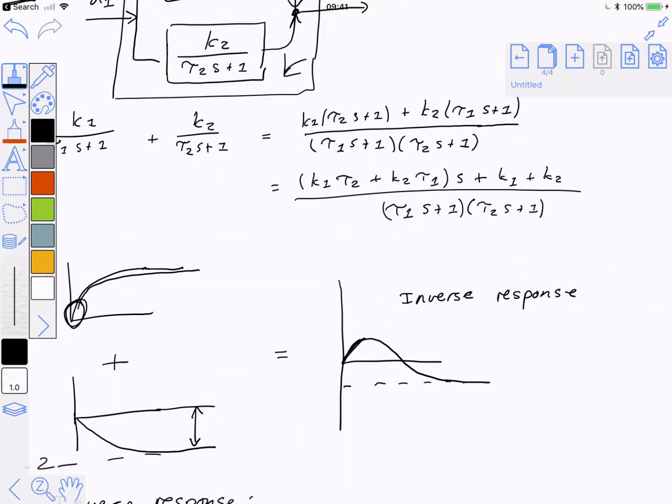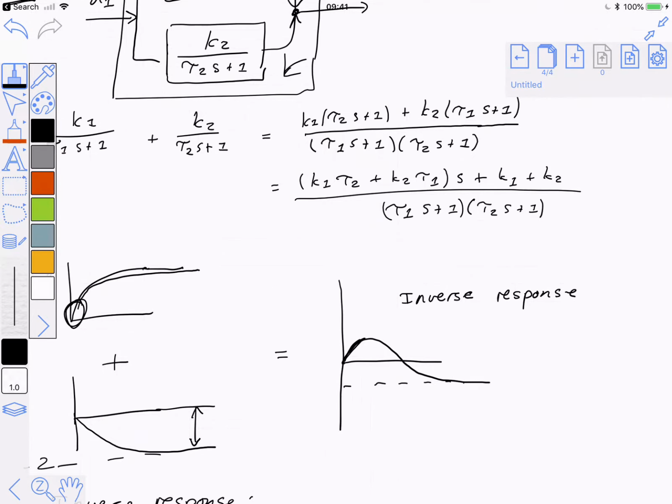We still use all the normal rules for determining the eventual gain. So we can still just substitute s equals 0 into that transfer function to figure out what the final gain is, but we can't do that for the initial behavior. To determine what direction the initial behavior is going, you can calculate the derivative. But in most cases, what we're trying to do is just figure out whether inverse response exists. So if I know that I have inverse response, I know that the initial behavior is going to go in the opposite direction.